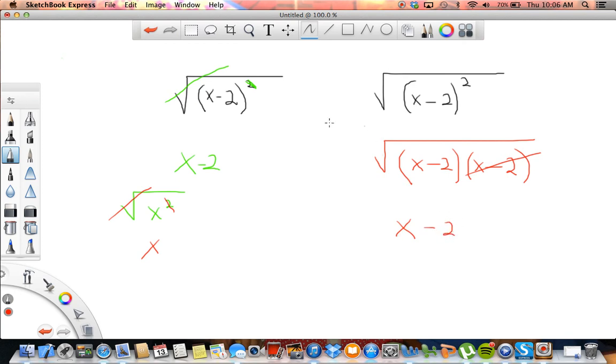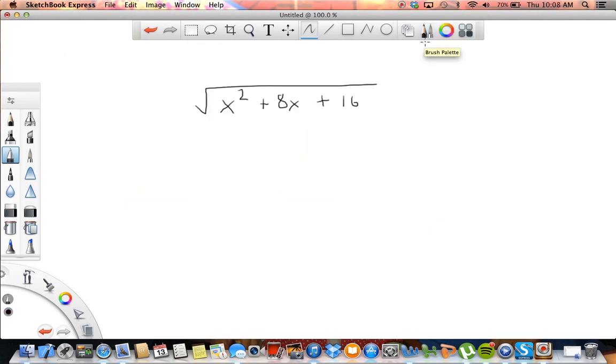Because again, it's just like earlier when we had the square root of 25. We found that 5 times 5 gave me 25, so my answer was 5. Same thing here, x minus 2 times x minus 2. If you take the square root of that, it's just going to be one of those, x minus 2. Either way you do this works. I like this way because it's quicker for me, but it's really your choice.